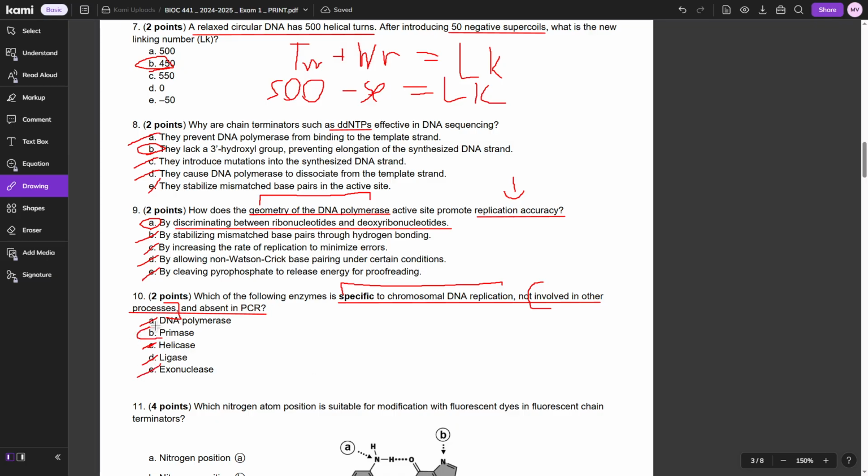So that leaves primase as our best answer here, and primase works the best because remember, it's not involved in any other process. You never have to use an RNA primer for anything else, and it is absent in PCR because in PCR we make our own DNA primers. So there's no need to use an enzyme that makes primers for us.